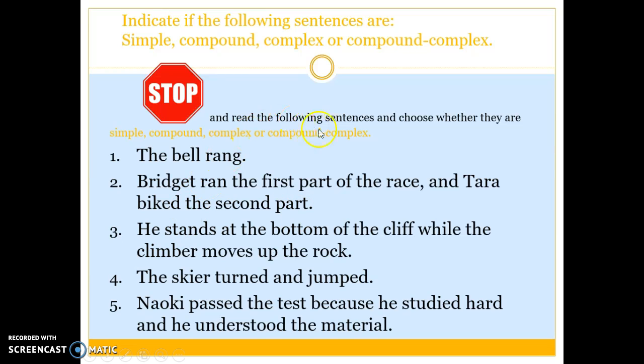So let's stop and practice. Read the following sentences and choose whether they are simple, compound, complex, or compound complex. You may pause at this time.